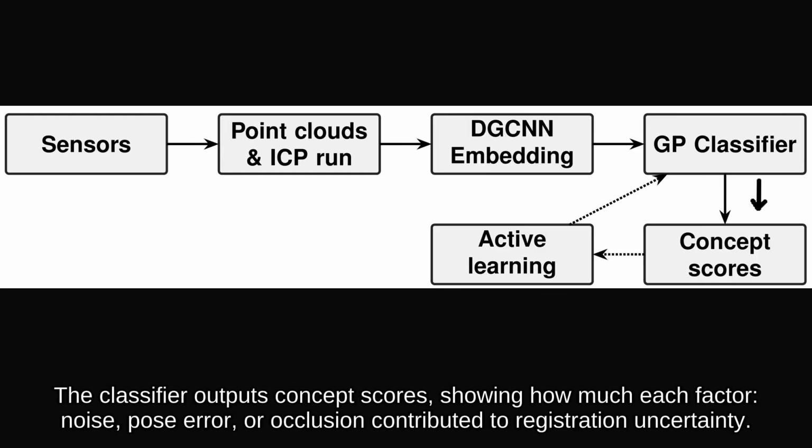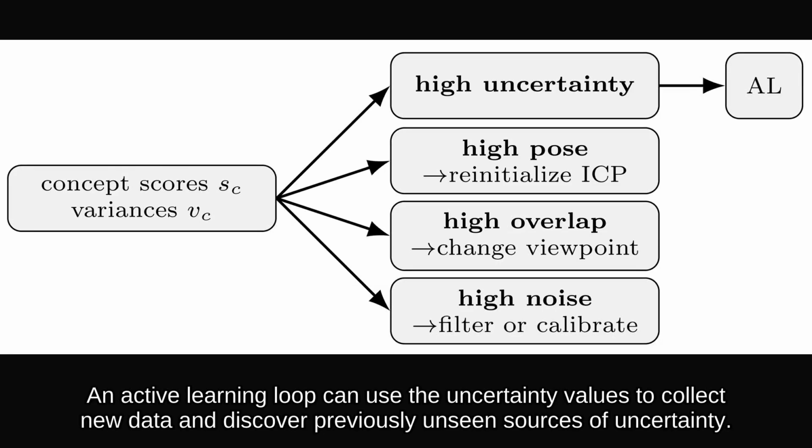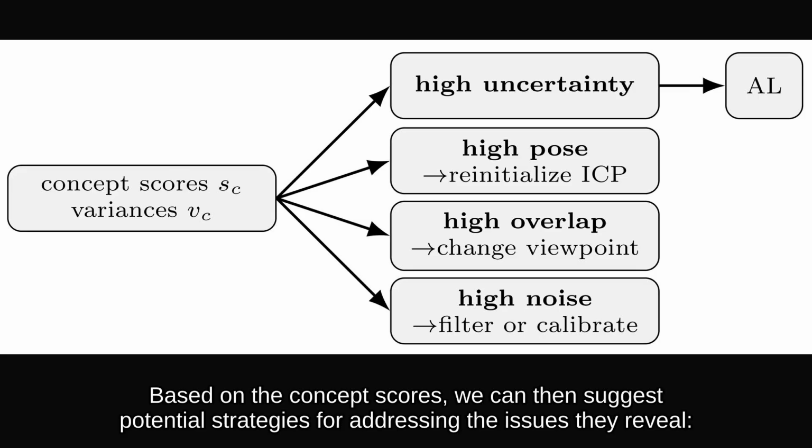The classifier outputs concept scores, showing how much each factor, noise, pose error, or occlusion, contributed to registration uncertainty. An active learning loop can use the uncertainty values to collect new data and discover previously unseen sources of uncertainty. Based on the concept scores, we can then suggest potential strategies for addressing the issues they reveal.